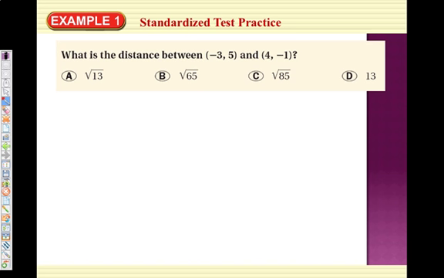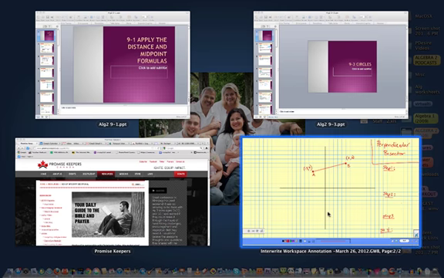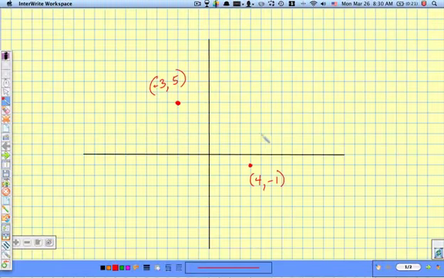What is the distance between (-3, 5) and (4, -1)? So let me put this on a grid for you. So put your 2 points here, and it says, what is the distance? Okay, well, we can't count the distance. We can't count blocks to see how far these two are away from each other.